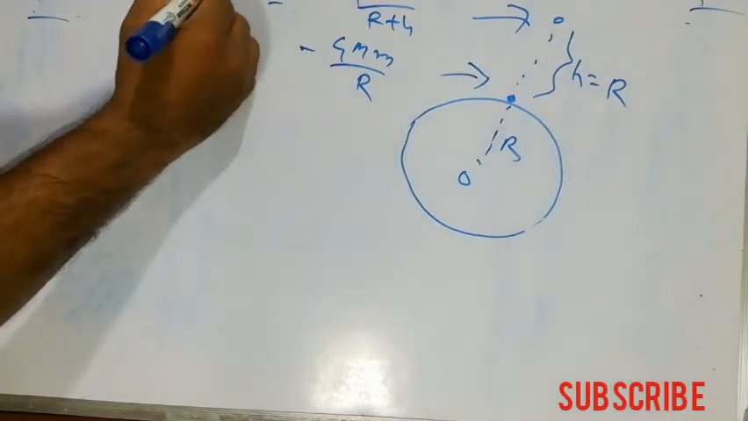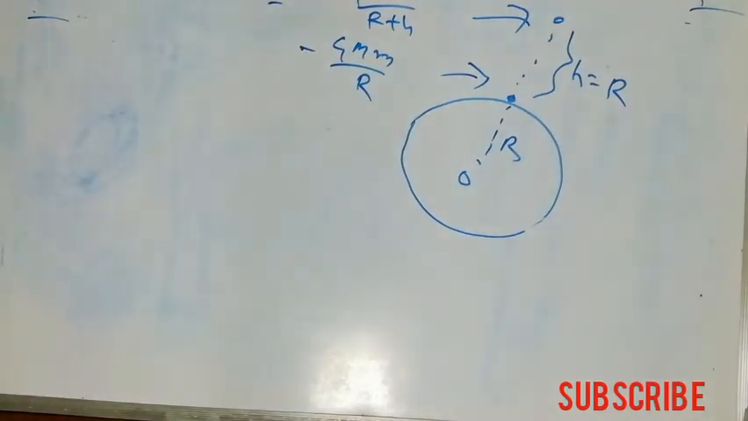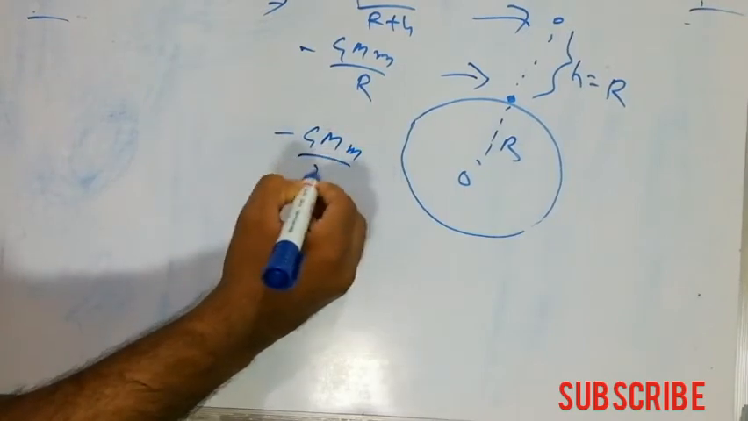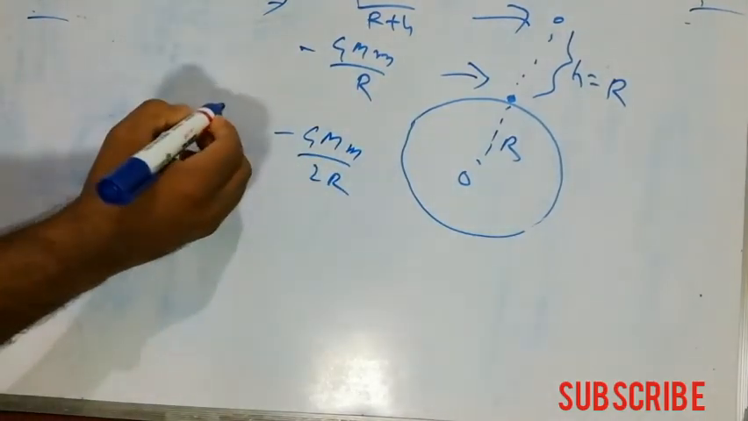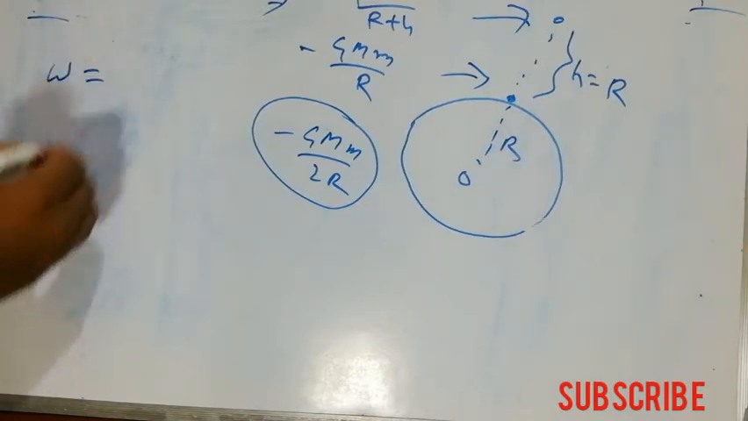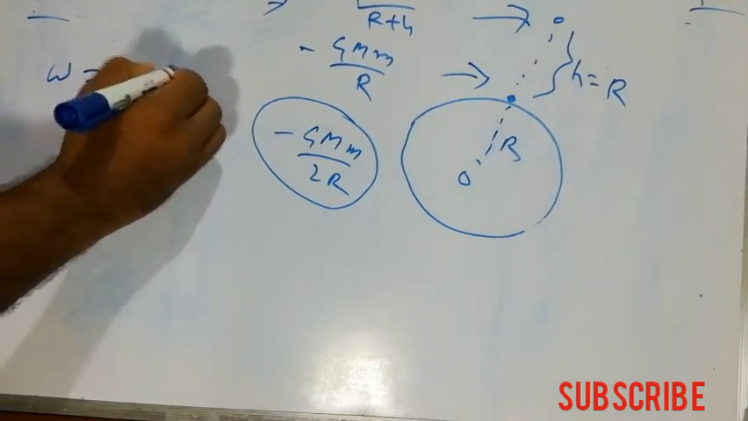So at height h equal to the radius of the earth, the gravitational potential energy is equal to minus GMm by 2R. So the work done to move the object from the earth's surface to that height is given by the work energy theorem. We have the work energy theorem: work done is equal to change in potential energy, U final minus U initial.